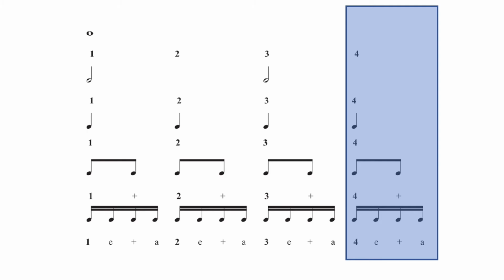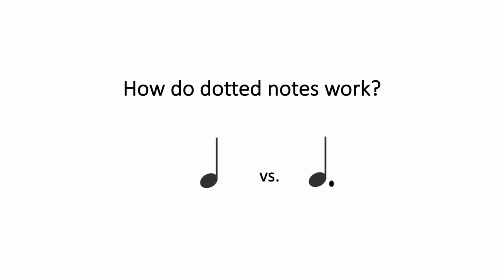Another thing that we see in studying rhythm is that every single note can be subdivided into 2 smaller rhythmic values. So for example, a quarter note can be divided into 2 eighth notes, or a half note can be divided into 2 quarter notes. So then how do dotted notes work? What is the difference between a note and its dotted counterpart? For example, a quarter note versus a dotted quarter note.